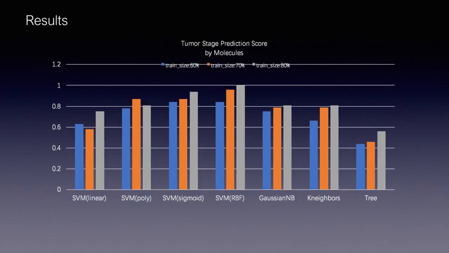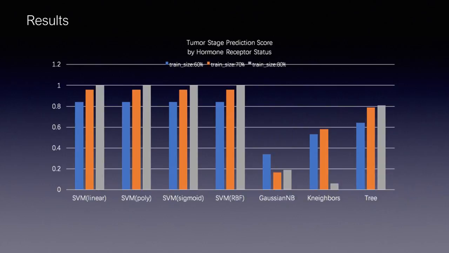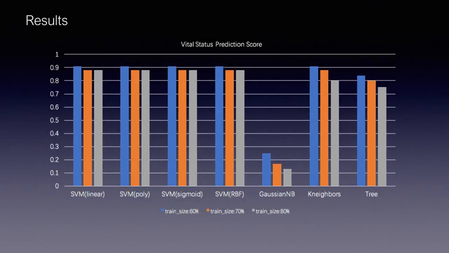And from the results, we can see that the tumor stage prediction by the molecules' values is quite accurate, especially for the support vector machine with the radial basis function kernel. And for the second part, we can see that the tumor stage is predicted perfectly by the SVM model. And thirdly, we can see that this is not a good model prediction because as the size of training data increases, the accuracy decreases. This may be because of overfitting and the size of the dataset is not large enough.